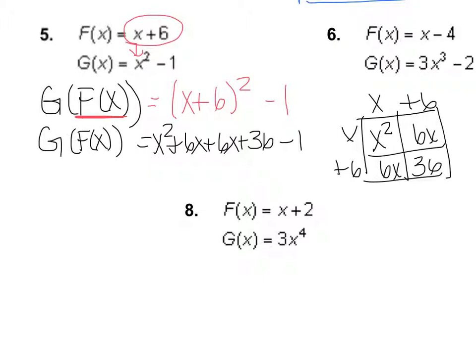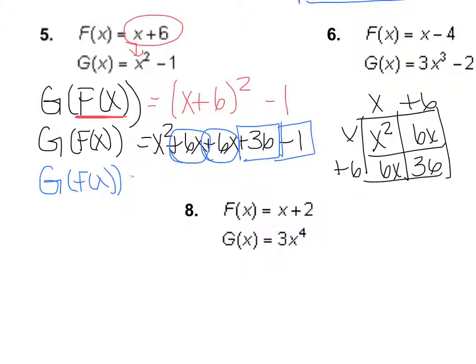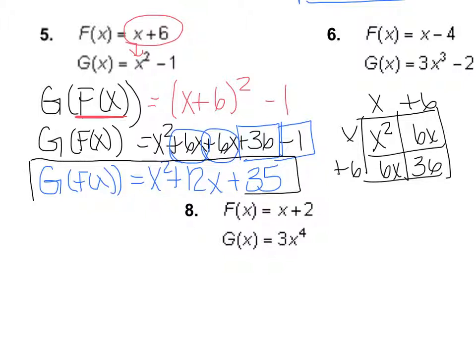And then I've got to combine my like terms. Well, I have 6x plus 6x, and I have plus 36 minus 1. 6x plus 6x is 12x, and 36 minus 1 is 35. So this would be my final answer.